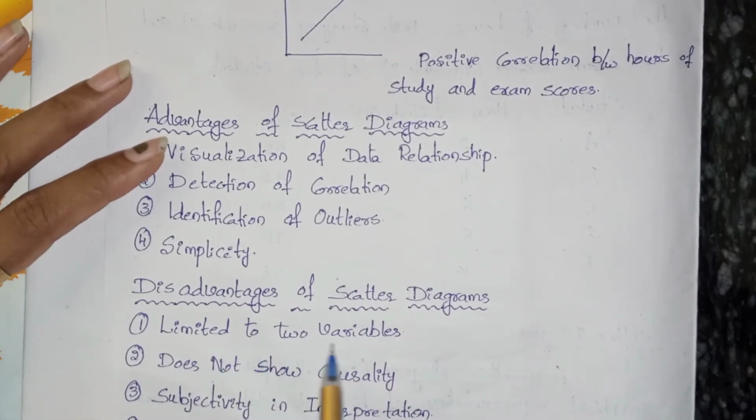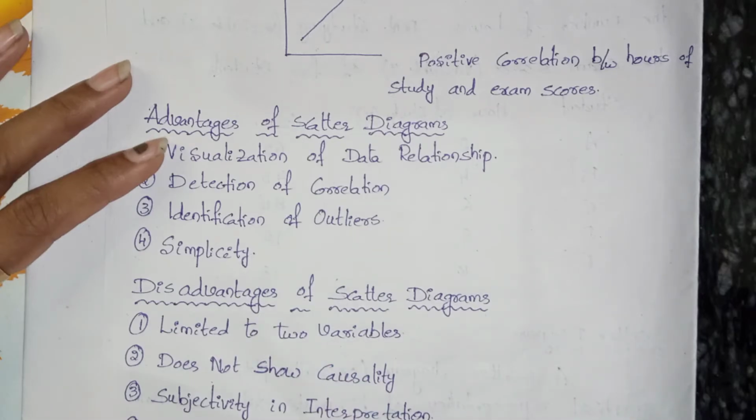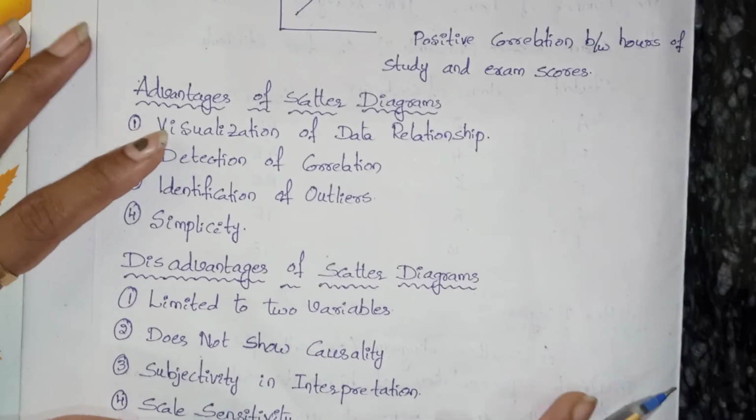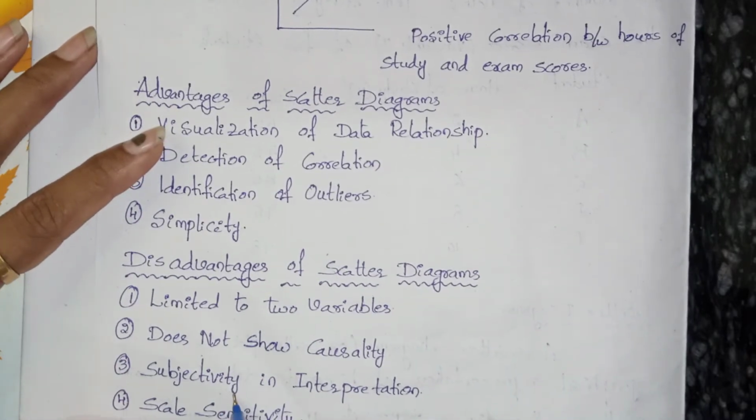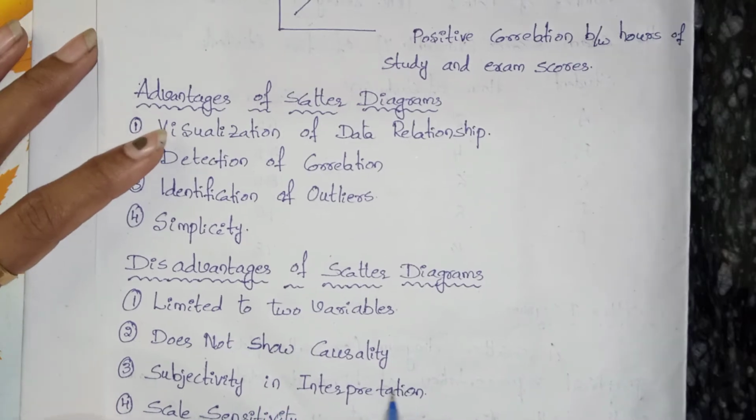First, it is limited to two variables. Why? It is only limited to two variables. If three variables are there, x, y, and z also, how can we draw this scatter diagram? That is the disadvantage. It is only used for a 2D graph, not a 3D graph. Okay, so it does not show causality. Next is subjectivity in interpretation.